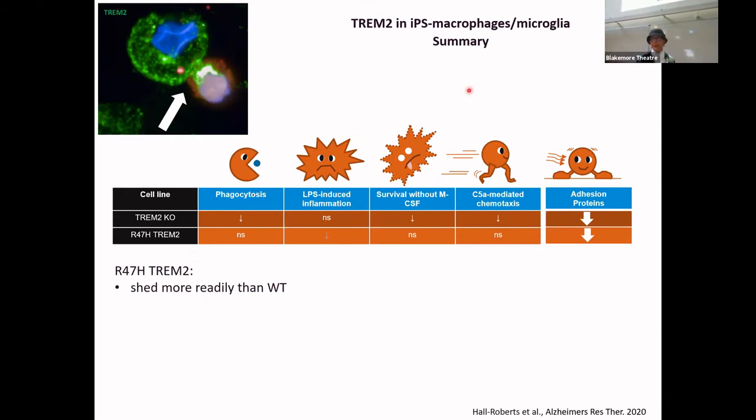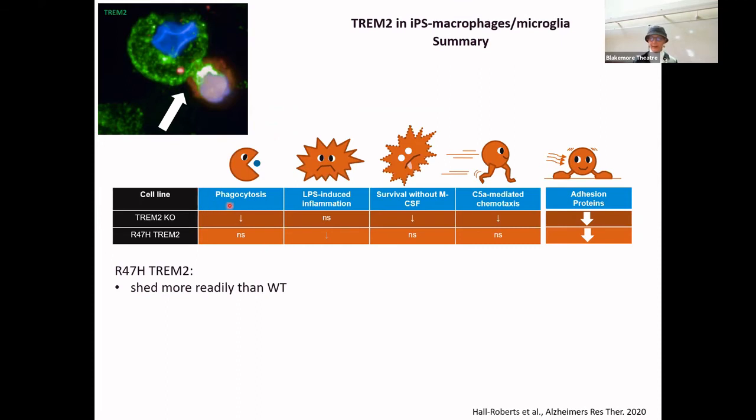So we had a look at it in our iPS microglia, using an isogenic series of iPS cells, which were either wild type, or knocked out for TREM2, or had the R47H mutation in. By an isogenic series, we mean it's all on the same genetic background, so the only difference between the cells is what we have gene edited in terms of TREM2. So it's a very nice experimental setup.